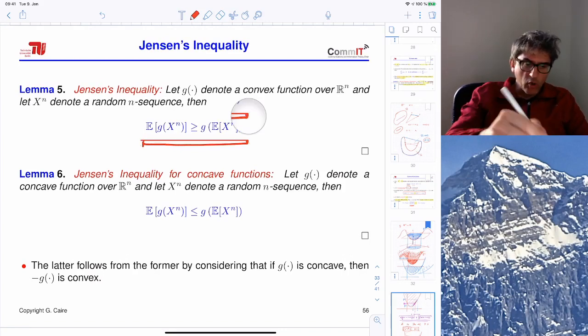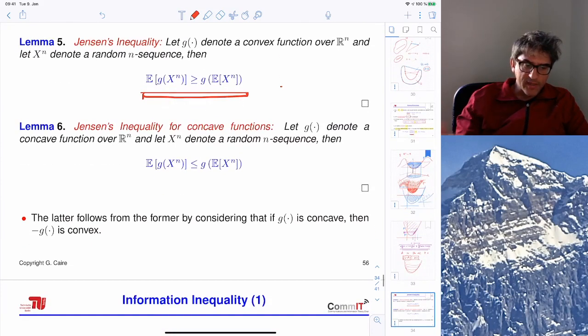And of course, for concave functions, the inequality is reversed. So if G is concave, then the expectation of G of X is less or equal than G of the expectation of X. So this is Jensen's inequality.